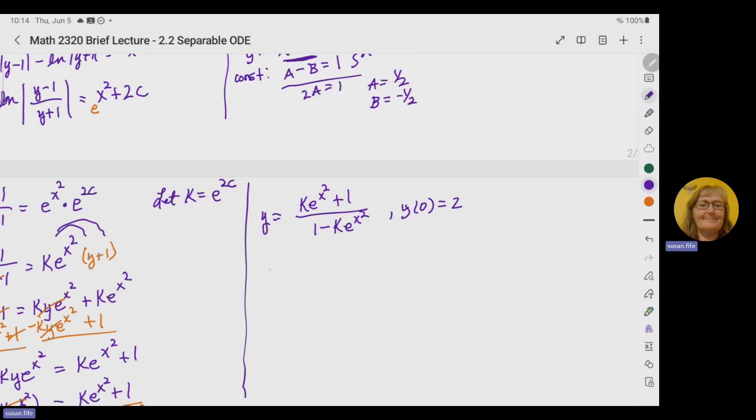So let's see, y is 2 when x is 0. So e to the 0 is 1. Those exponentials will drop out. It'll give me 2 equals k plus 1 over 1 minus k. I'm going to think of 2 as a fraction so that I have a proportion, and I'll just take cross products.